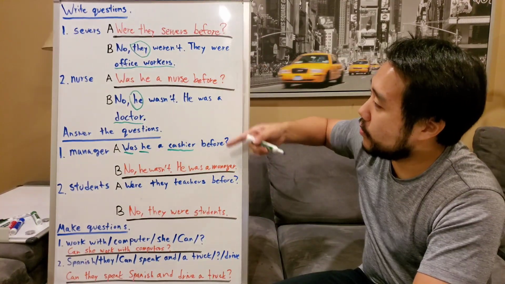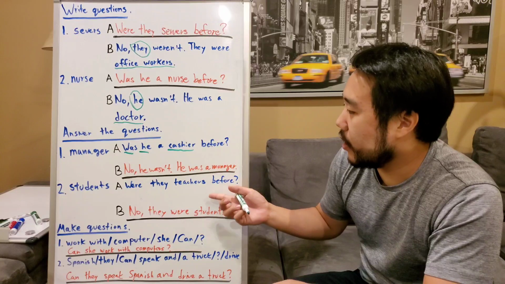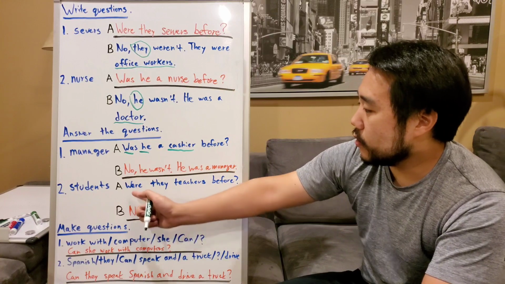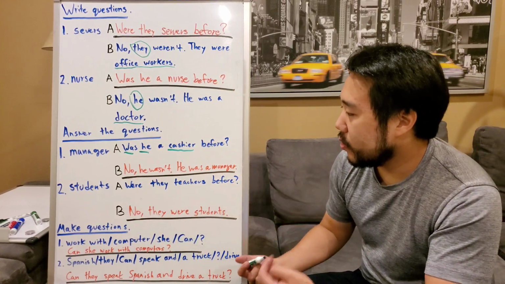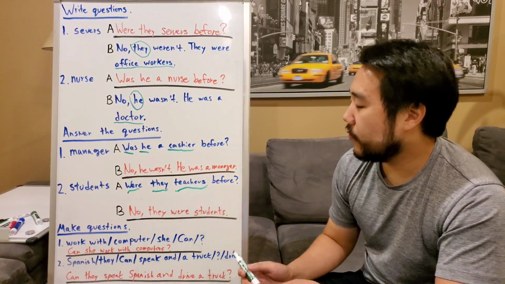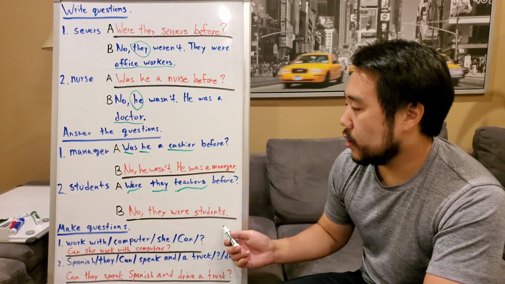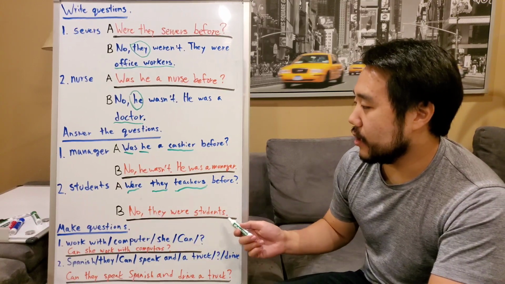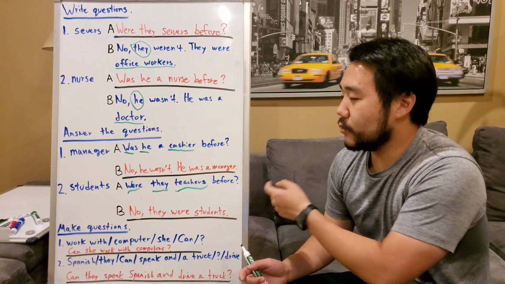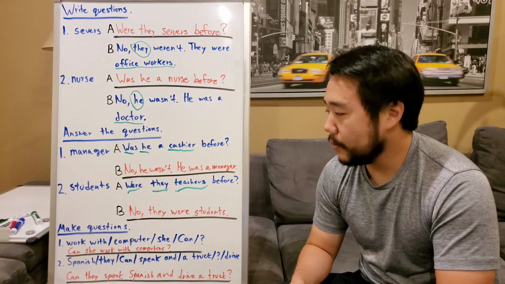It's pretty much the same exercise, but we're just doing the opposite way. So now we have number 2. The occupation is students, more than one. So were they teachers before? No, they were students. So this is a simpler way of saying it. Instead of making 2 sentences, no, he wasn't. He was a manager. Here I'm just using 1 sentence to explain everything. No, they were students. Okay?